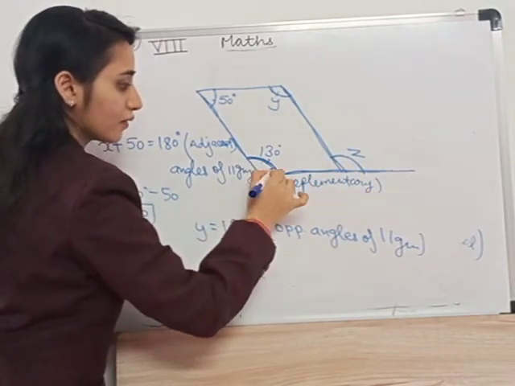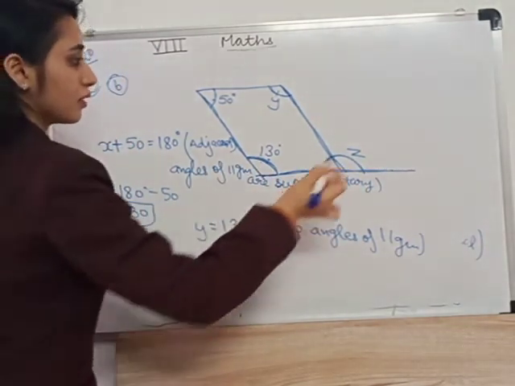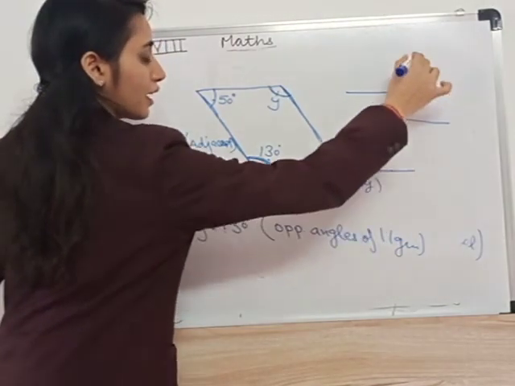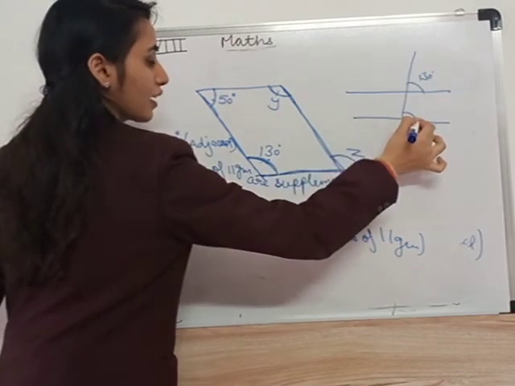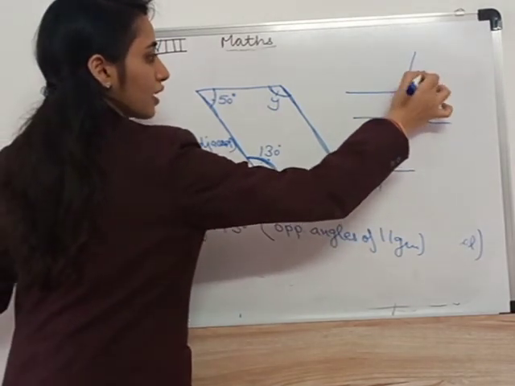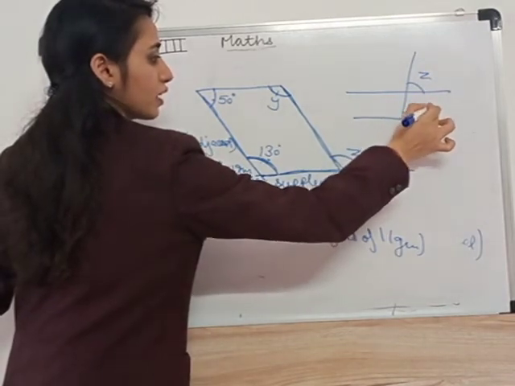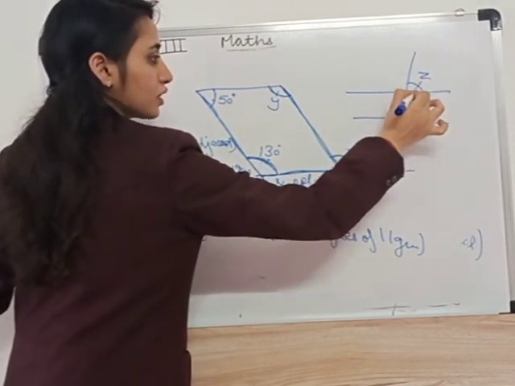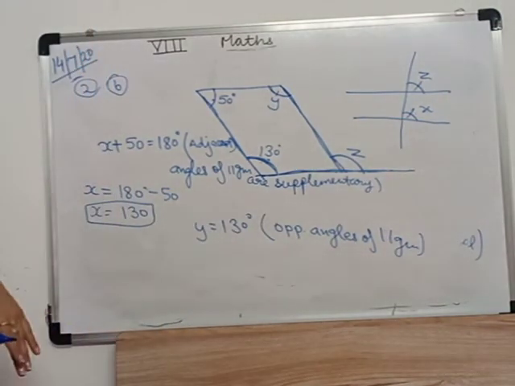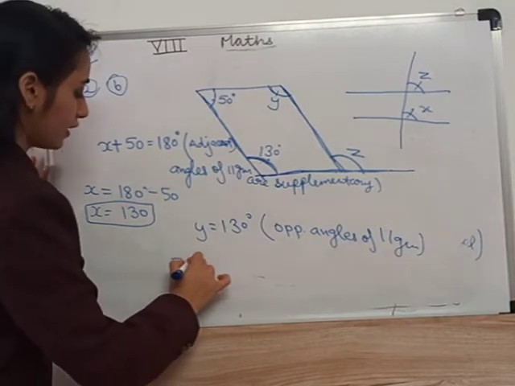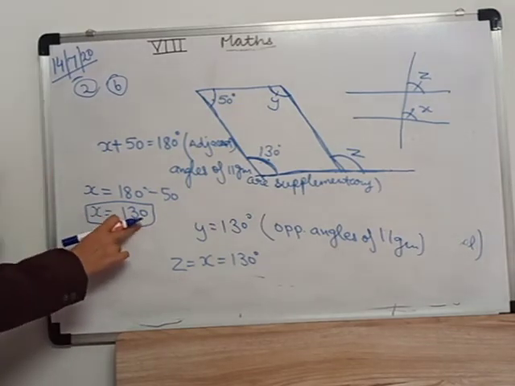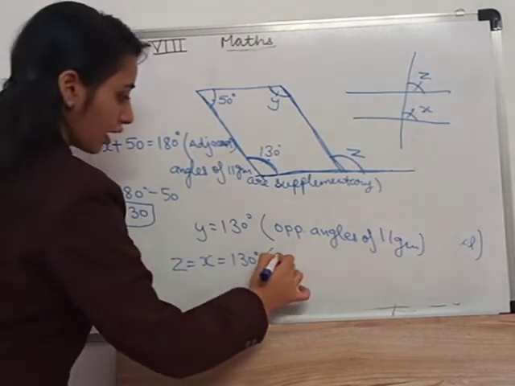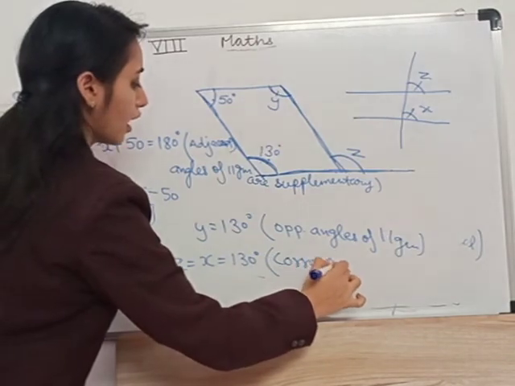These angles are corresponding angles. See, these are parallel lines and one is a transversal line. Then this angle is 130 and this angle is z, or this angle is 130, meaning x. So z is equal to x. These are corresponding angles. So we can write z is equal to x is equal to 130, because the value of x is 130 degrees.